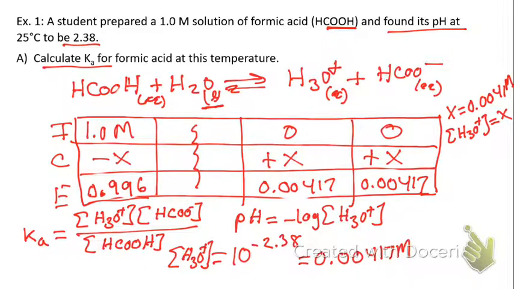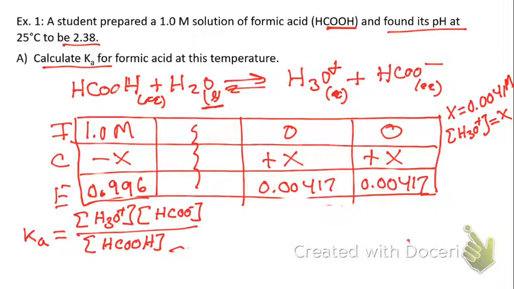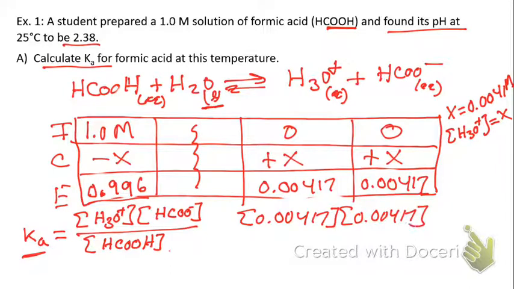Now I've got to clean this up because I'm running out of room here. I'm going to erase this. You keep it in your notes, but I'll erase it here. And I'm now going to find my Ka value by plugging in my equilibrium concentrations: 0.00417 times 0.00417, all over 0.996, and that will give me my Ka value.